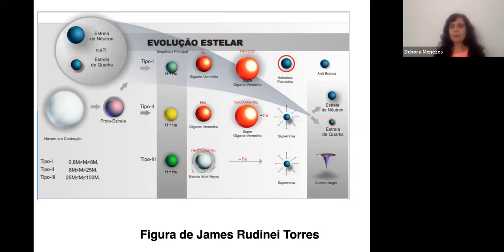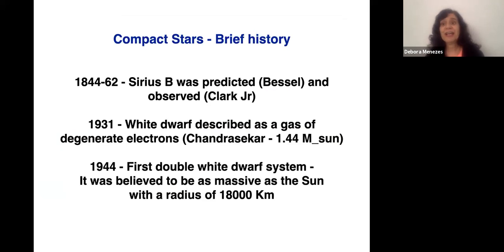If there is a type 2 star, then the death will be more spectacular. There will be a supernova explosion, and then the star may become a neutron star. You can forget about this quark star. So this is a pulsar or neutron star. And then if we have an even more massive star, then after the supernova explosion, the remnant is a black hole. I'm going to worry mainly about neutron stars. So let's see about the history of these compact objects. Why compact? Because they are very massive objects. I'm going to show you numbers soon.